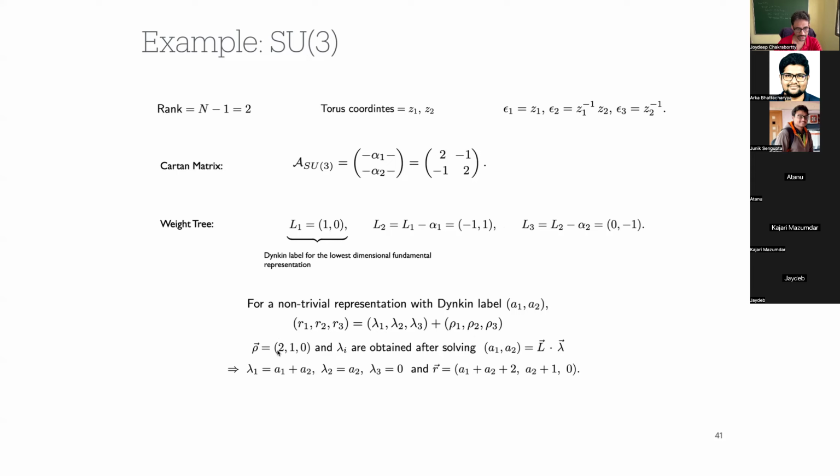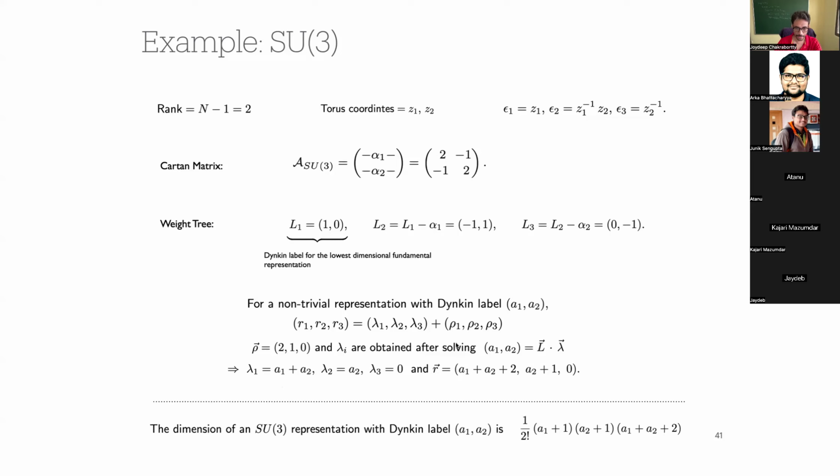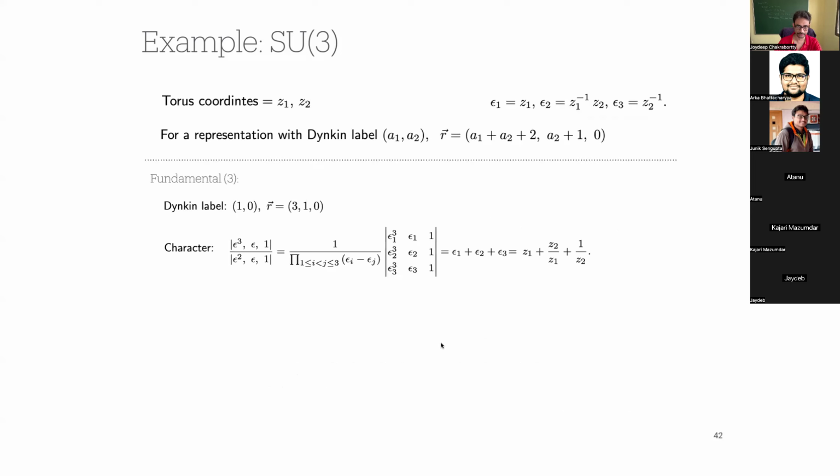The rho vector is basically, as I told you, starting from n-1, n-2, and n-n here. So 2, 1, 0. And the lambdas, if you use the previous relations, you can calculate: lambda 1 as A1 plus A2, lambda 2 as A2, and lambda 3 always equal to 0. So you get the R. Once you know A1, A2 for any given representation, you can calculate the R vector. And that's how you calculate the character function for that.